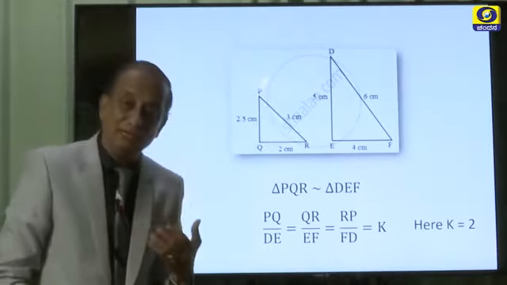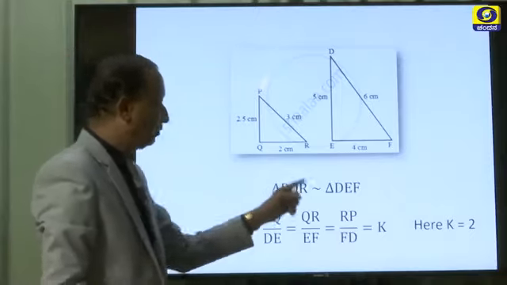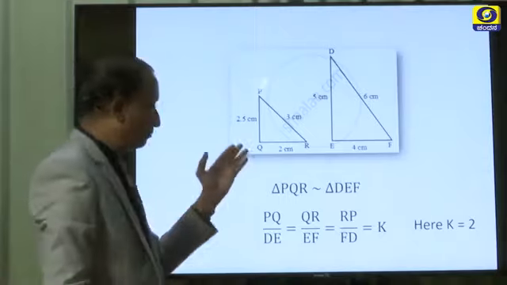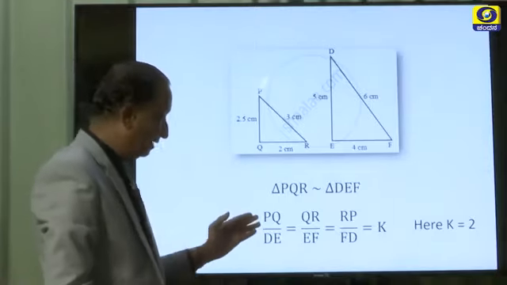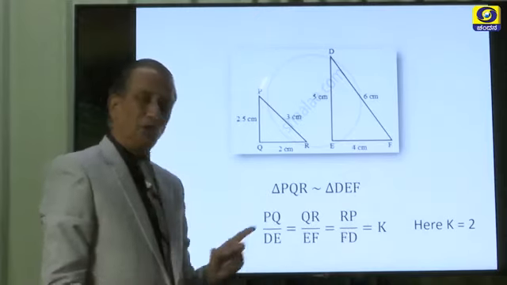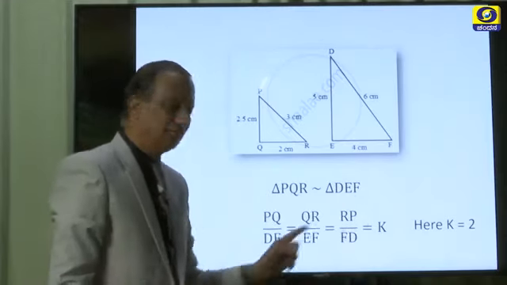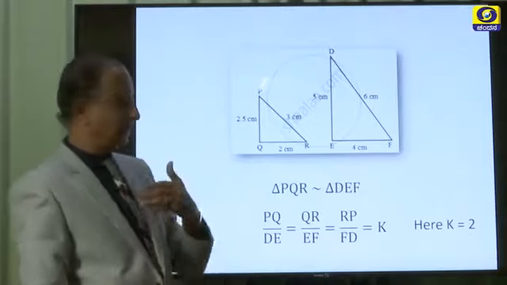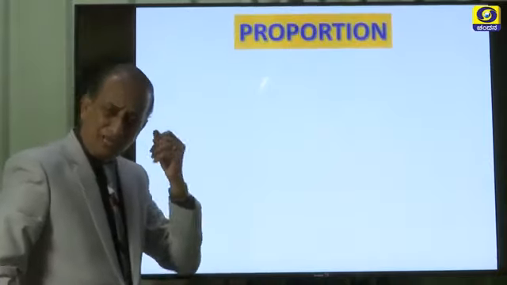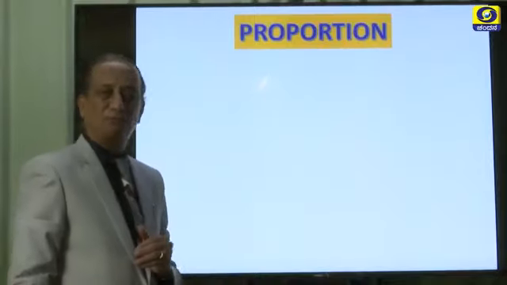So, therefore, the fundamental property is, if two triangles are similar, no doubt they will be equiangular. So far as the sides are concerned, the corresponding sides will always be in proportion. K is called the proportionality constant. Okay. Now, frequently we use the term proportion.